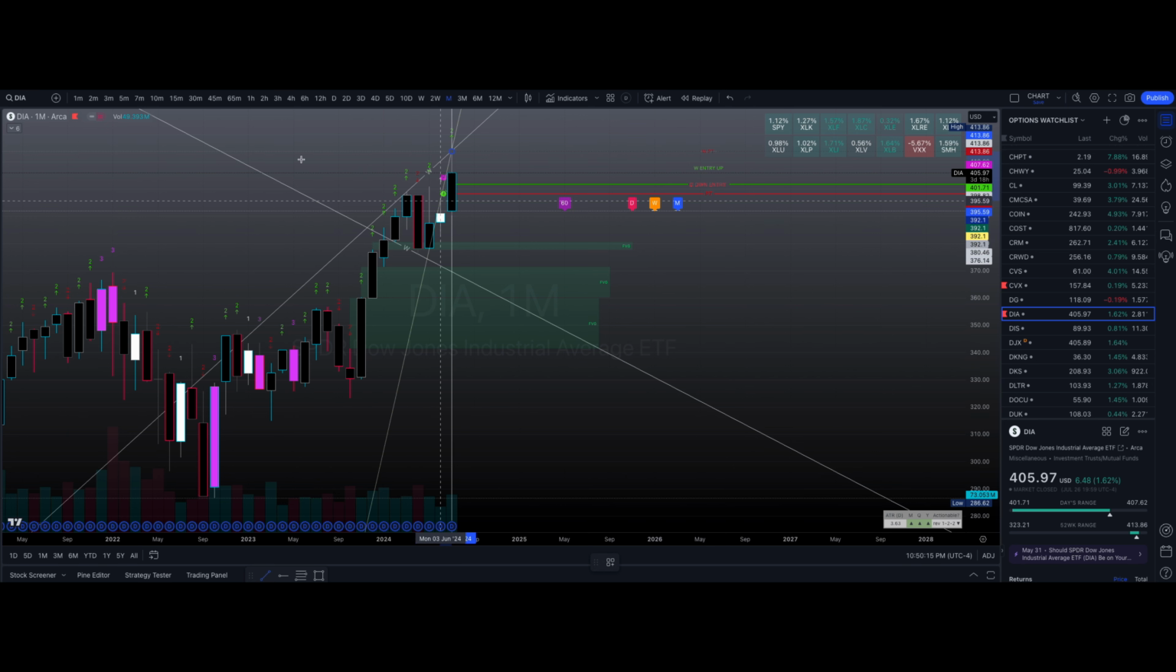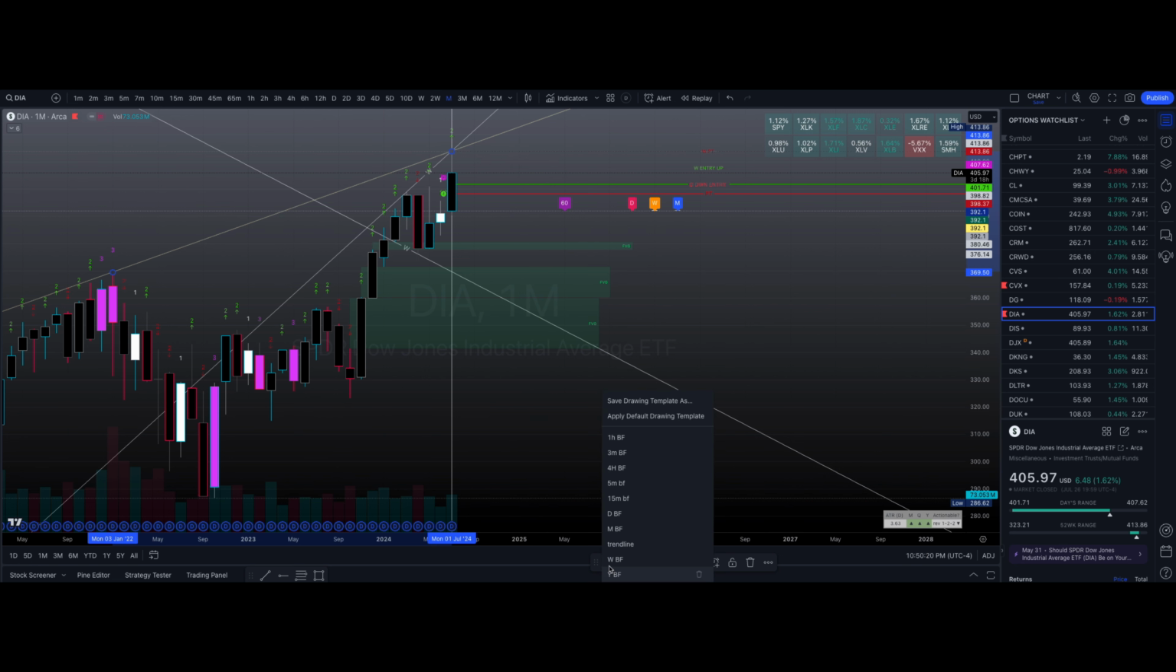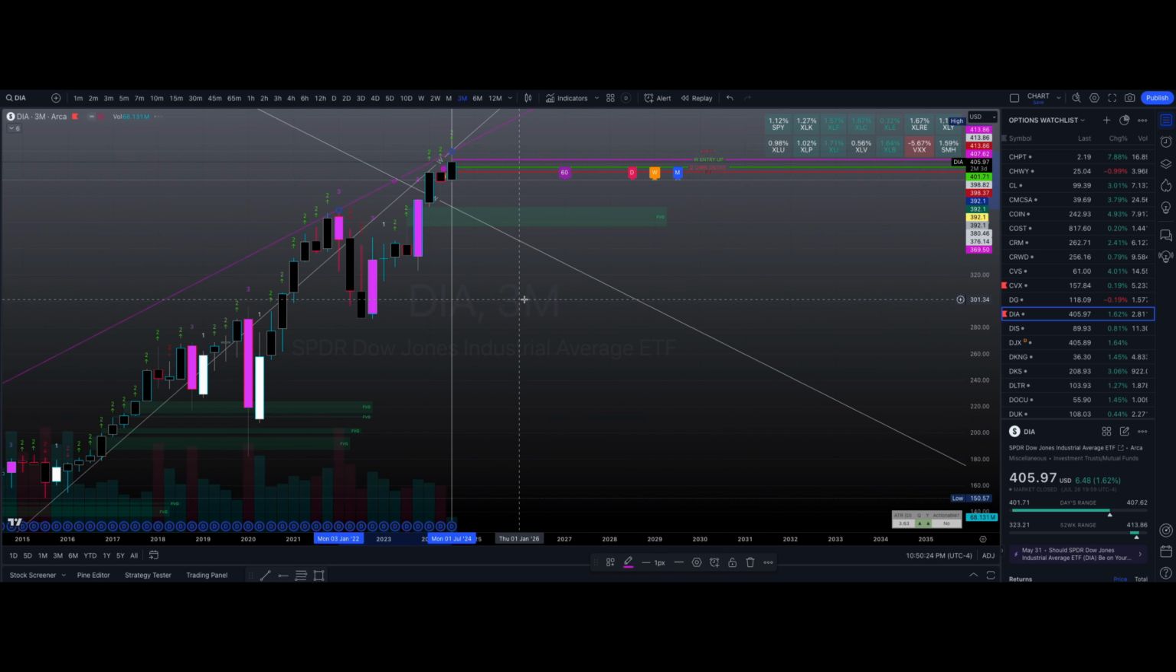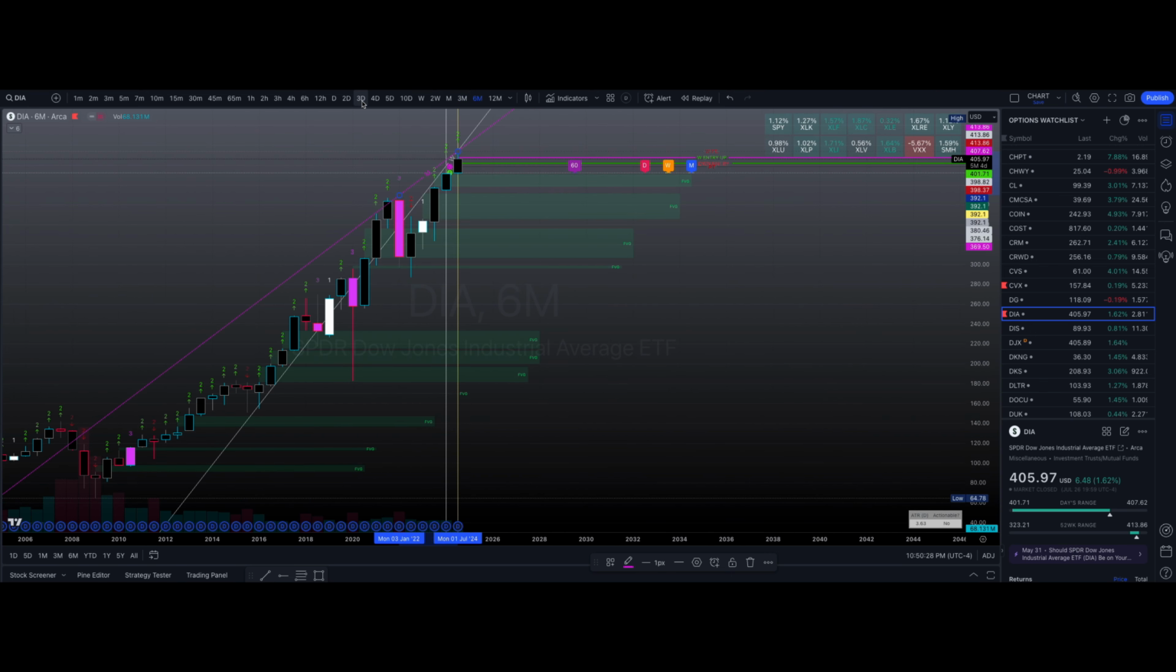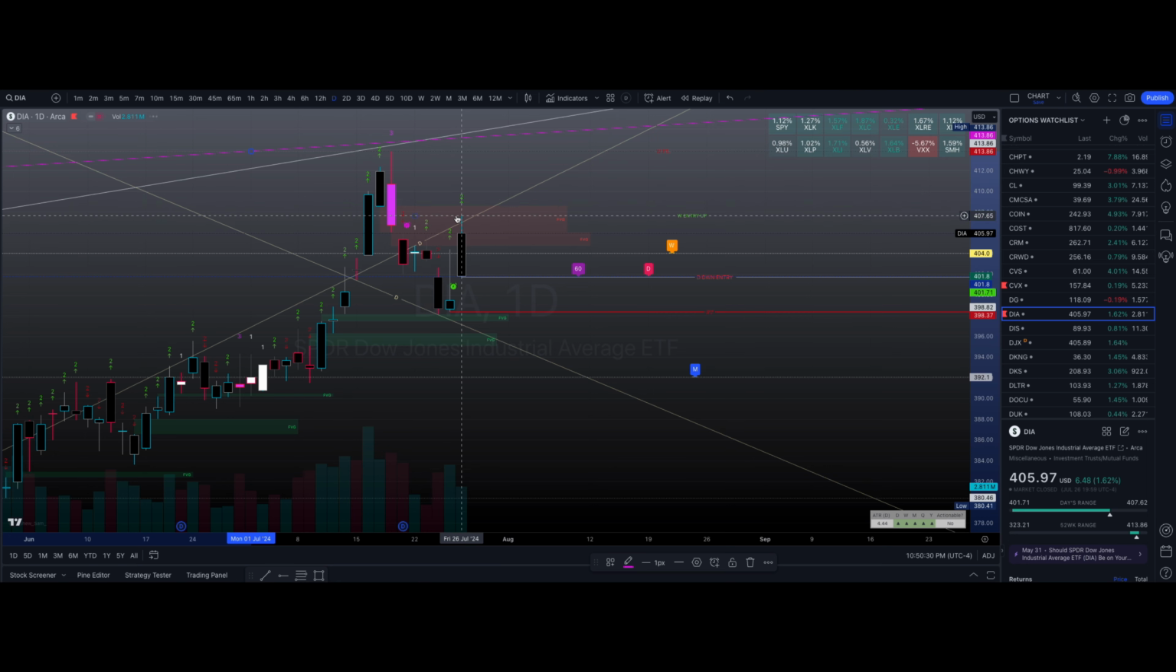So you could put a monthly BF here, right? And you can mark those over. That's how people end up with all those broadening formations all over the screen. You might go to the 3 month and just see how things line up. But just that quick, we got a trade.